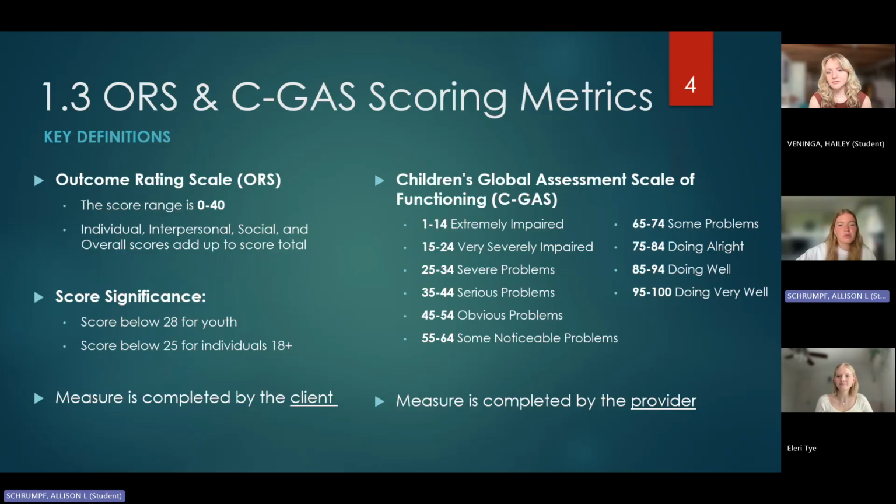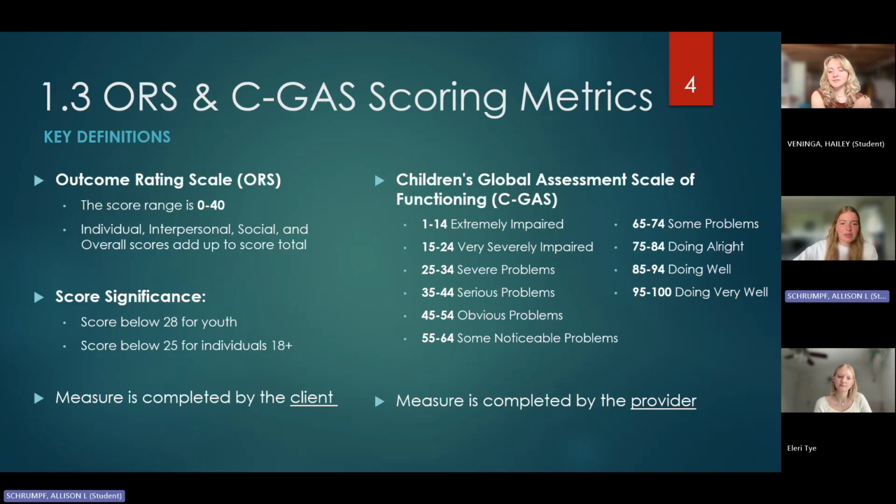Talking a little bit more about the specific metrics that they used. First, we have the Outcome Rating Scale, which we will refer to as the ORS. This is a score ranging from 0 to 40, and it has 4 different parts that add up to that total score. It looks at individual, interpersonal, social, and then overall. The score significance for this metric is below 28 for youth, and below 25 for individuals 18 plus. Those are the scores to look for; concerning scores would be below those measures.